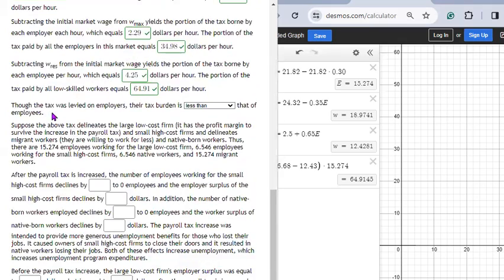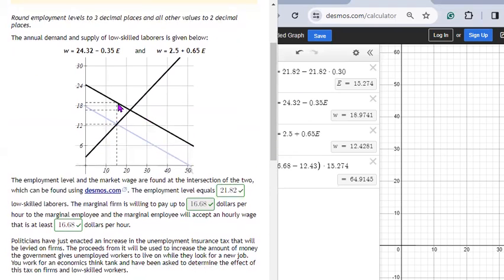So although the tax was levied on employers, their burden is less than that of the employees, right? Okay, so again, this is the tax burden of the employers, and this is the tax burden of the employers that was shifted successfully to the workers via this low wage offer.